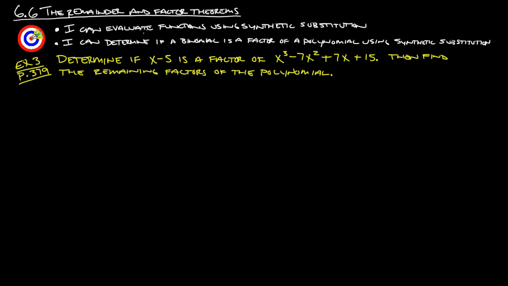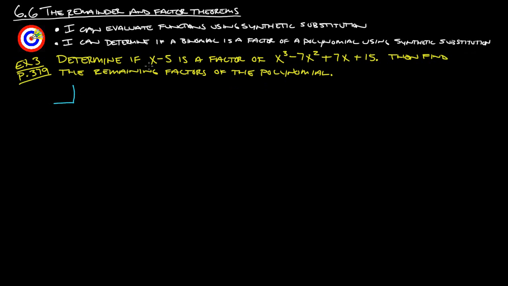So now, after those examples, you should be able to say I can evaluate functions using synthetic substitution. And then the last thing we're going to do is I can determine if a binomial is a factor of a polynomial using synthetic substitution. Okay, so we're going to determine if x minus 5 is a factor of x cubed minus 7x squared plus 7x plus 15. Okay, and then find the remaining factors of the polynomial.